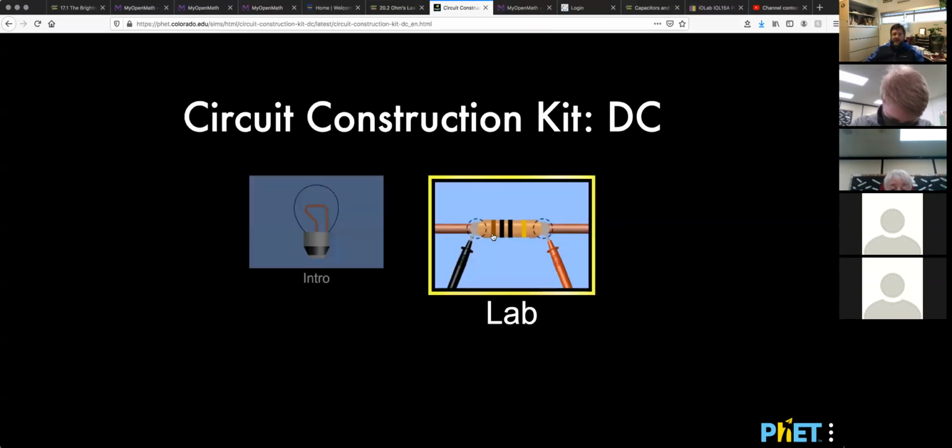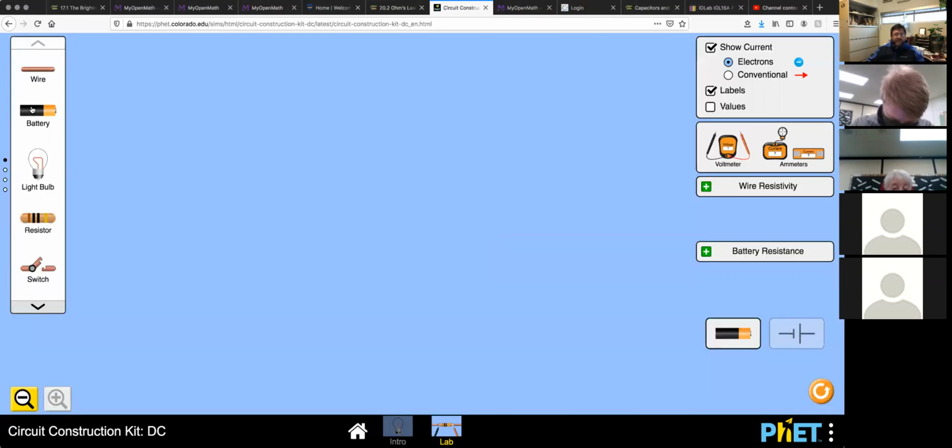So in this one, you can make simple circuits. So if I put a battery in here, and then I put a wire on this end of the battery, it connects it. And I put another wire in on this end of the battery to connect it. And then I can put in a resistor or a light bulb. I'm going to put a light bulb in. So I connect the light bulb like this.